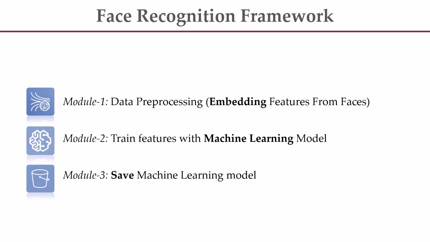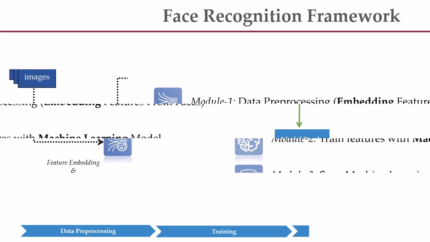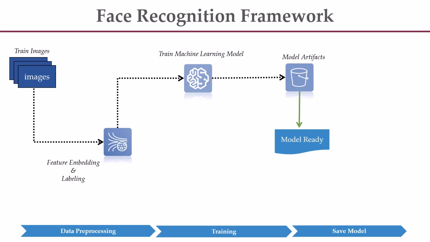Let us put this in a graphical format for a clear view. For the collected data or the images, we need to do data pre-processing and embed the features from the faces. Simultaneously, we will also do the labeling part. Let us look into the data pre-processing in more detail.